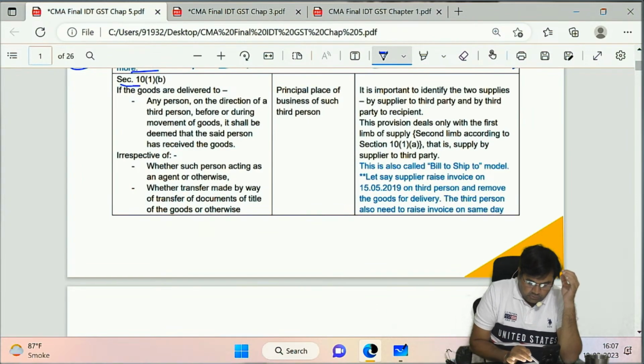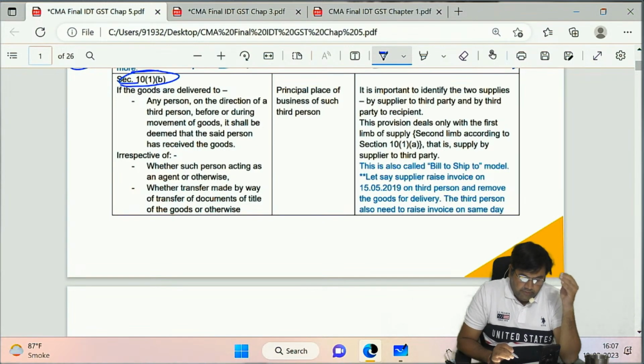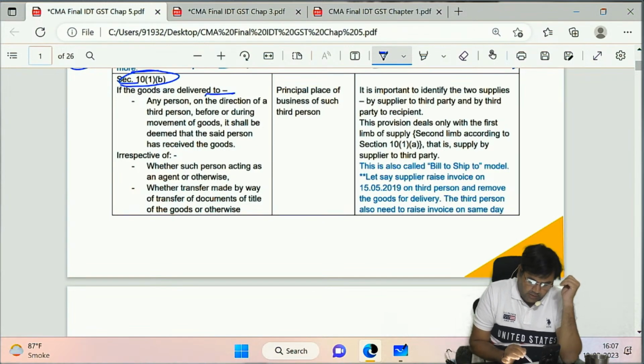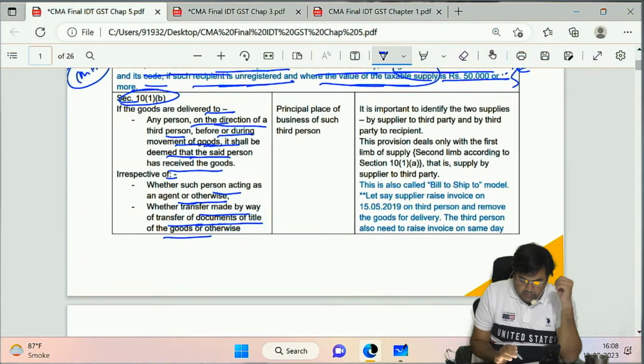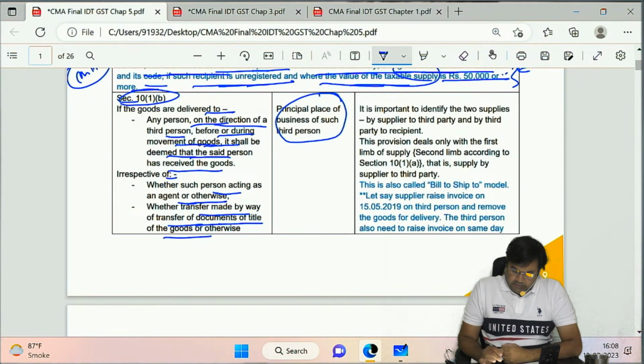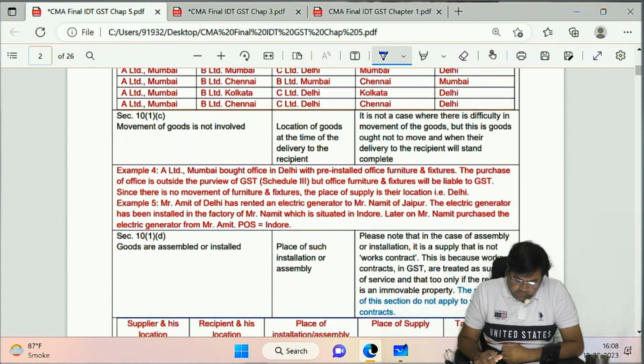Section 10 subsection 1 clause B. If the goods are delivered to any person on the direction of a third person before or during movement of goods, it shall be deemed that the said person has received the goods, irrespective of whether such person is acting as an agent or otherwise, whether transfer is made by way of transfer of documents of title of the goods or otherwise. What is going to be the place of supply? This is going to be the principal place of business of such third person.